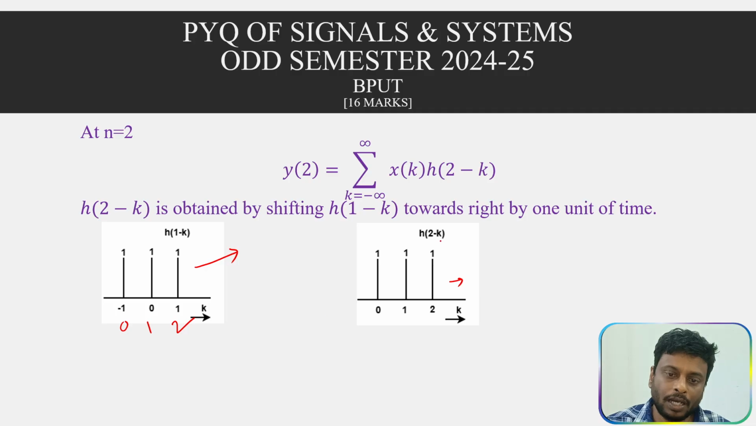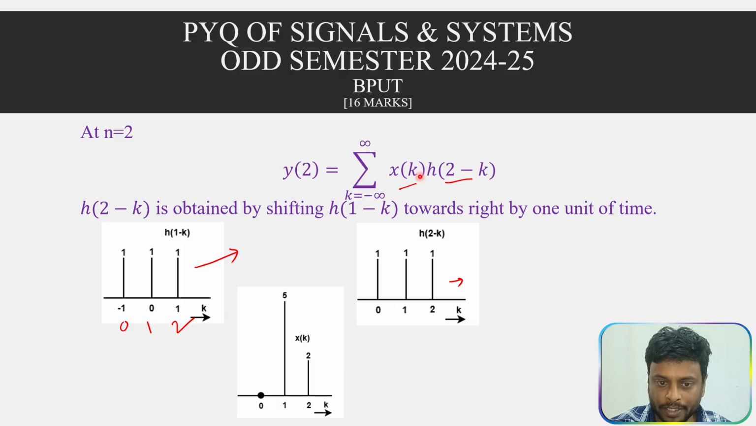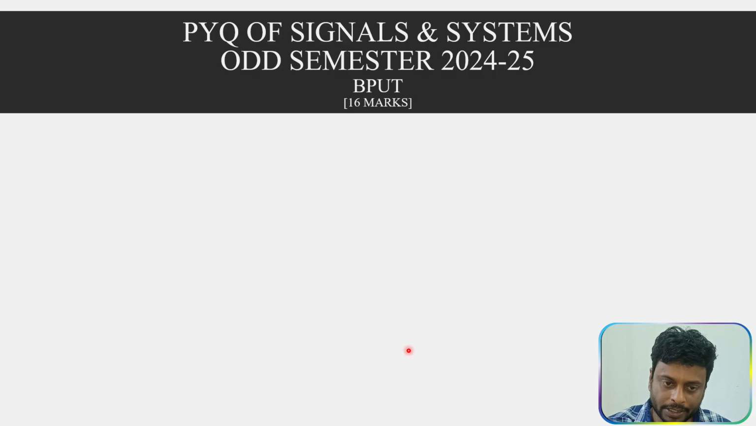Now this h of 2 minus k will be multiplied with x of k. So what are the common points? All are common points. At 0 it is 0. So that will be 0. Then 5 into 1, then 2 into 1. So 5 plus 2, it will be 7. So this is our h of 2 minus k, obtained by shifting h of 1 minus k, then multiplied with x of k to find out y of 2. So this is our y of 2. Okay. Next is our y of 3.